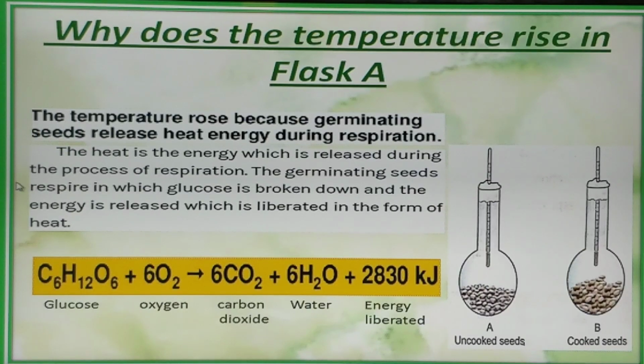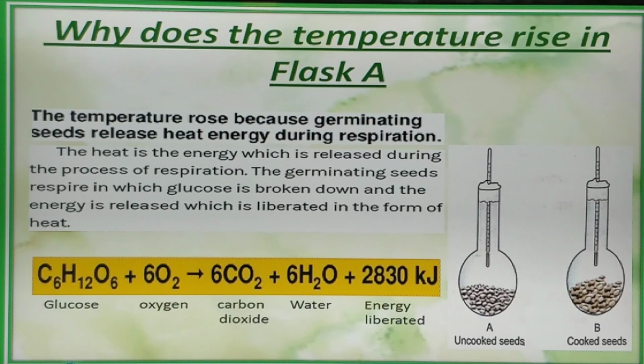See, this slide displays why the temperature rises in flask A. As I have just told you, heat is the energy which is released during the process of respiration. The germinating seeds respire, in which glucose is broken down and the energy is released, which is liberated in the form of heat. This is what I told you, that it gives out 2830 kilojoule energy.